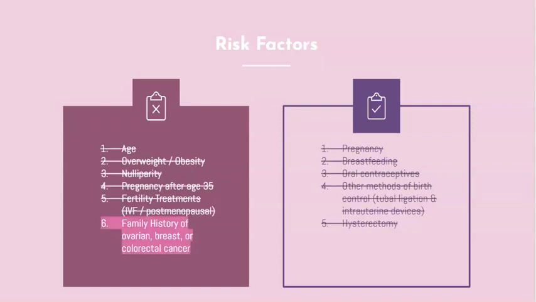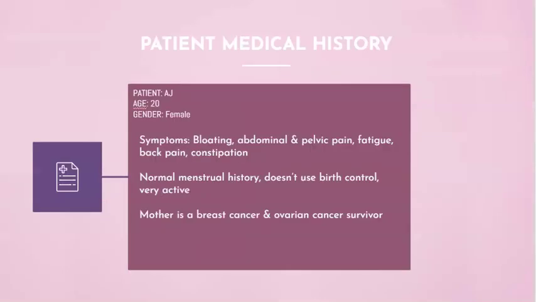In AJ's case, she really doesn't fit into the profile of someone that would be likely to have ovarian cancer. She's very young, hasn't had any children yet, things like that. However, when her doctor was looking at her family history, he realized that her mother is a breast and ovarian cancer survivor. So that puts AJ at a very high risk for developing ovarian cancer. Just to give you guys an overview of what we're looking at with our patient so far, AJ is a 20-year-old female. Her symptoms include bloating, abdominal pain, pelvic pain, fatigue, back pain, and constipation. She has a normal menstrual history, doesn't use birth control, and is very active, and her mother is a breast cancer and ovarian cancer survivor.